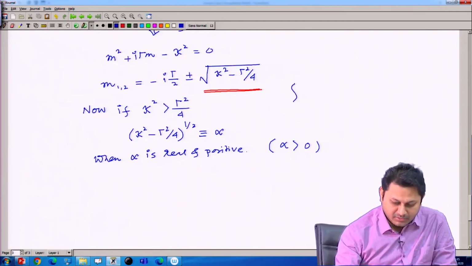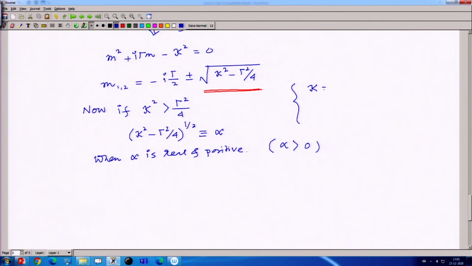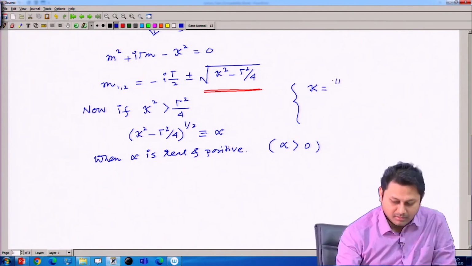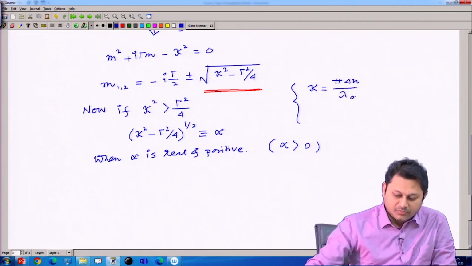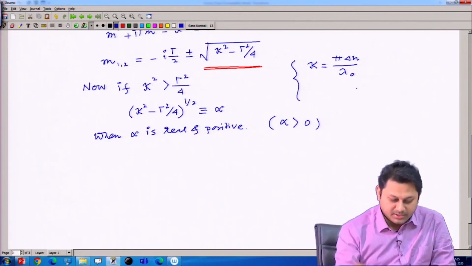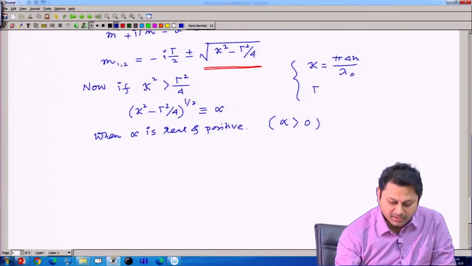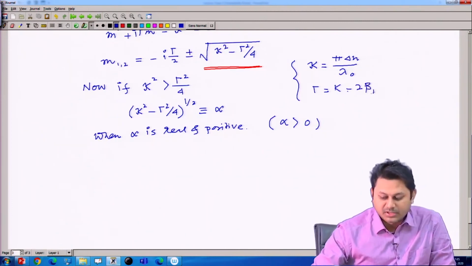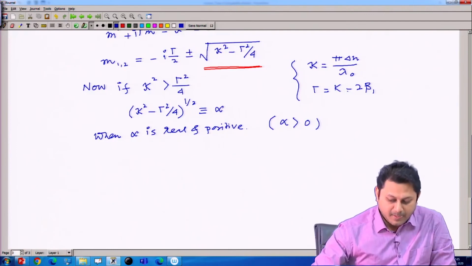Here I should mention quickly what is the value of kappa. Kappa is equal to pi delta n divided by operating wavelength. So it depends on the operating wavelength whether this value is greater than gamma or not, and gamma again here is big K minus 2 beta 1. Inside the beta 1, mind it, we also have lambda. So if we change lambda 0, there is a condition for which this quantity may be real and positive, and we are now taking this condition only.